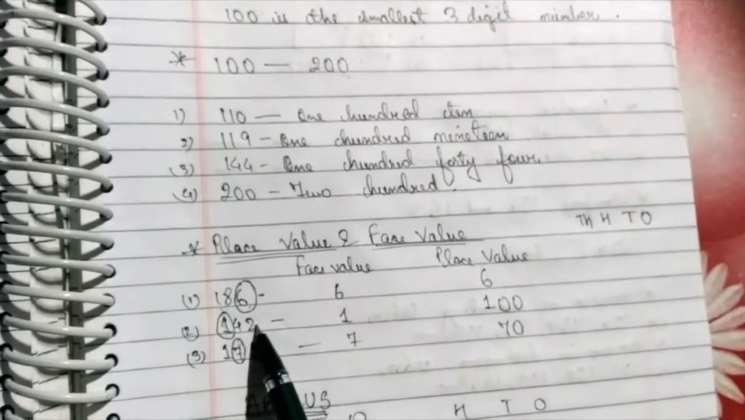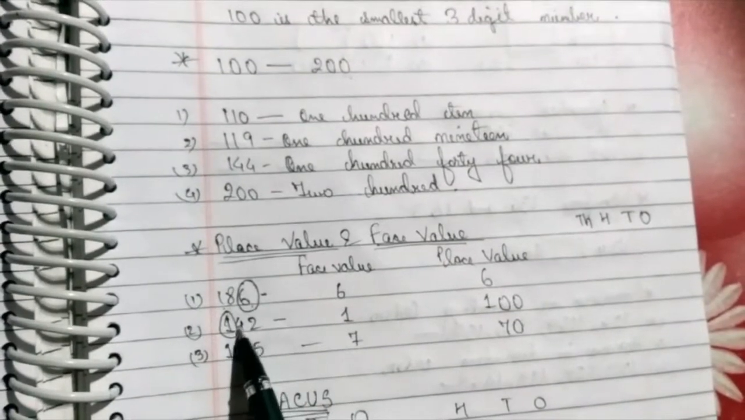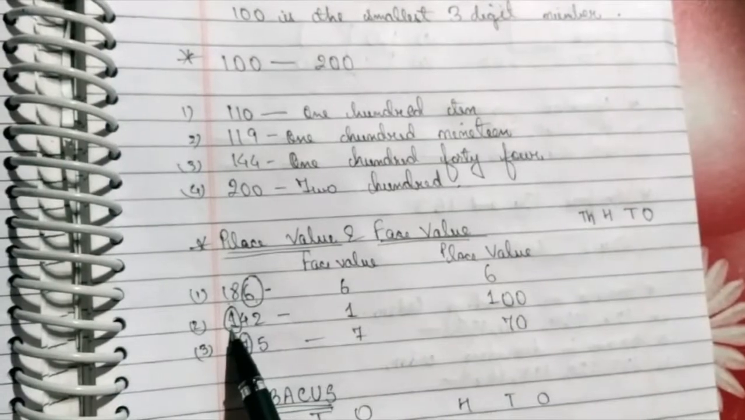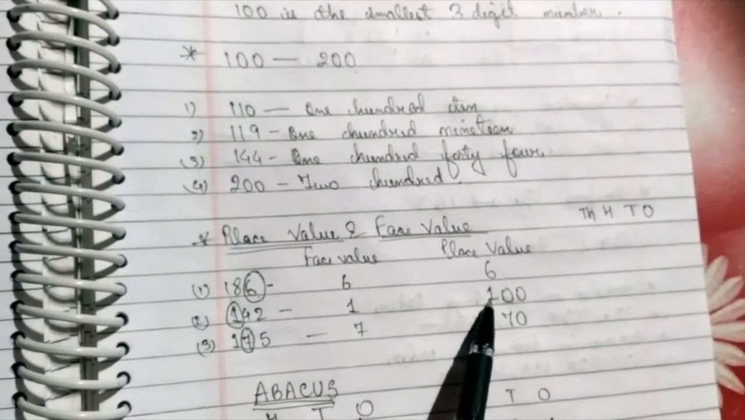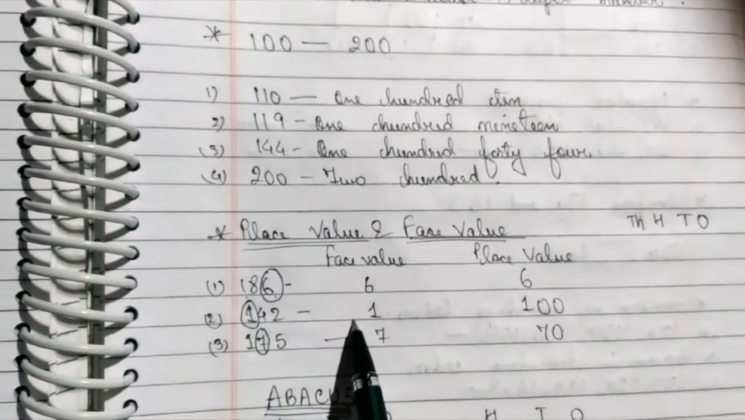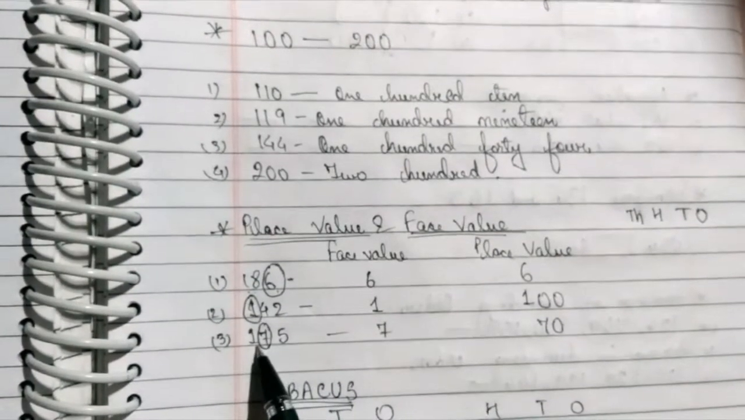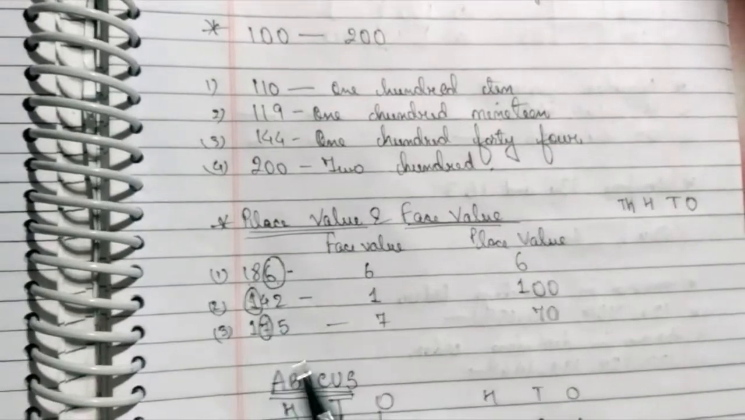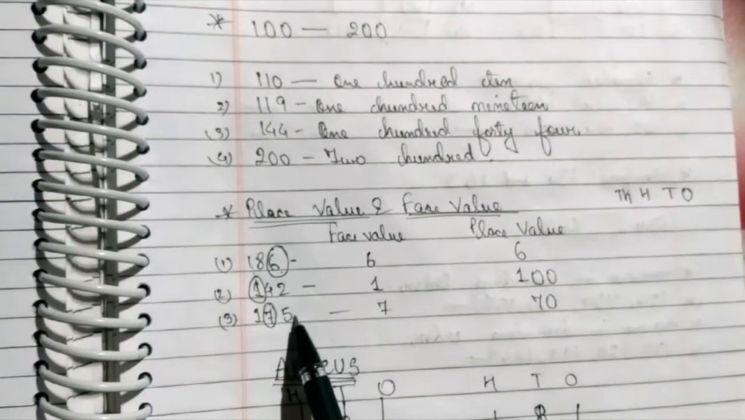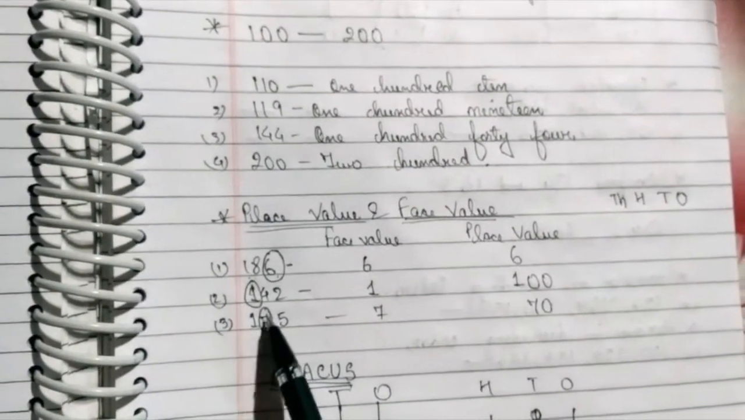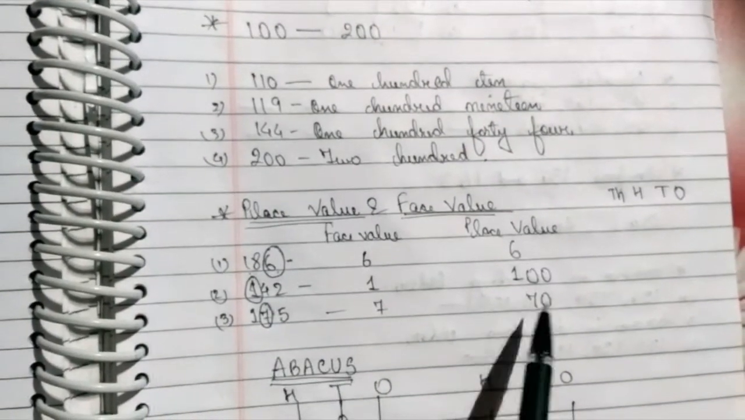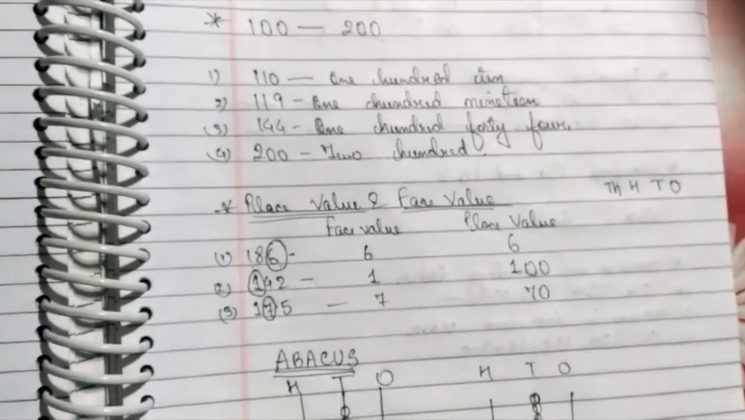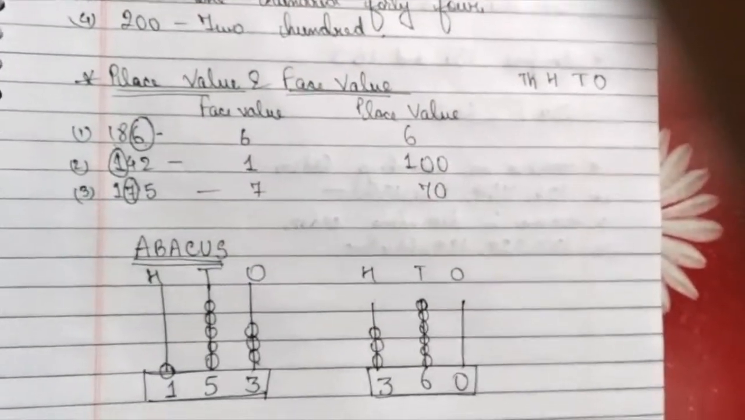In the number 142, what is the place value of 1? See, this is ones, tens, 100. So 1 comes in the place of 100. So place value is 100 and the face value is 1 itself. In the number 175, we see what is the place value of 7. This is ones, this is tens, this is 100. So 7 comes in the place of tens. That is 7 tens is 70 and the face value itself is 7. Clear?